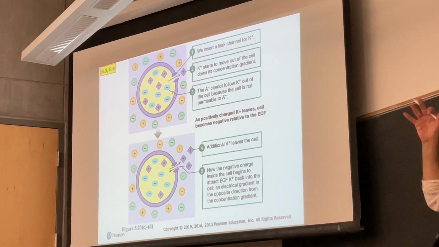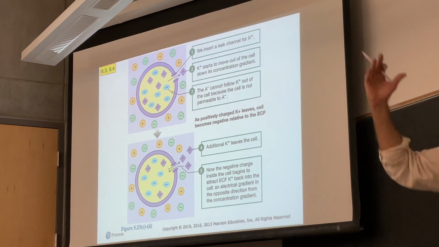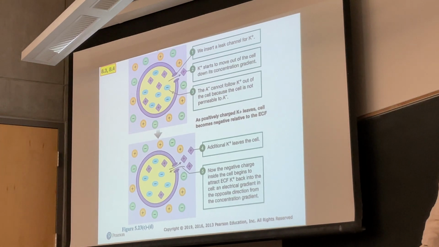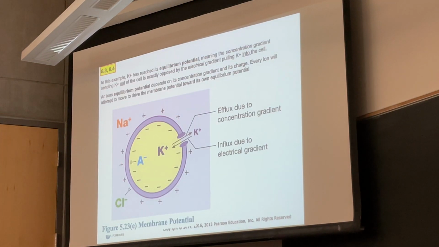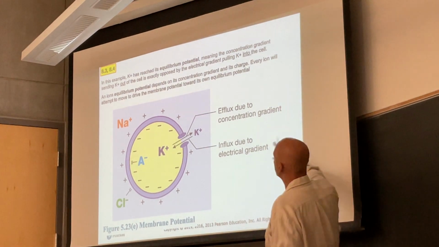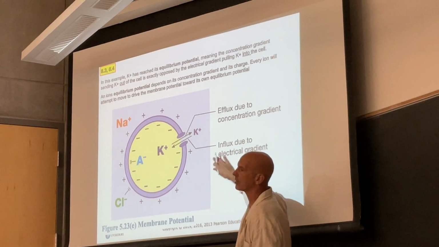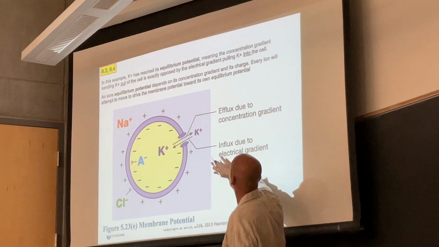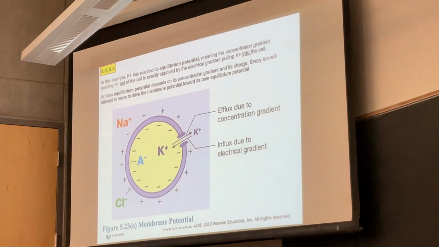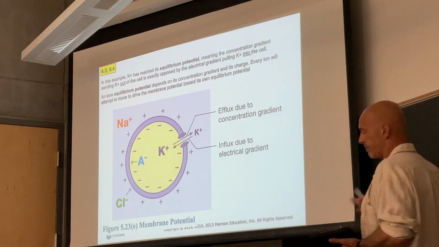We're setting up the so-called resting membrane potential of the cell, why the cell has this potential difference, a difference between the outside and the inside of the cell. So in this example, potassium has reached where it stops. The efflux due to the concentration gradient is equal to the pull of the electrical gradient coming in. So they're going to be equally opposed. This is where they become the equilibrium potential for potassium.